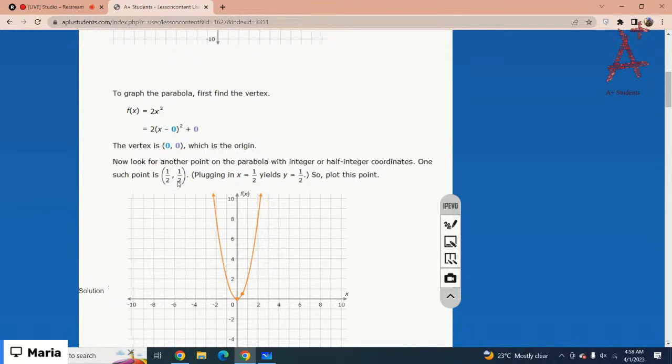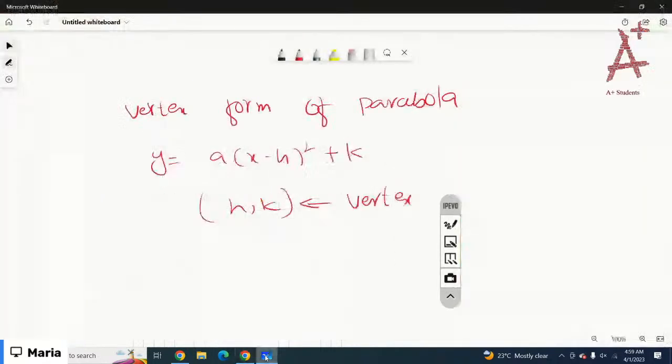When x is half, y is half. Got it? Because when x equals 1 by 2, y equals 1 by 2. You can just see the function is y equals x square. So just replace the x with 1 over 2. So it would be 2 times 1 over 2 square. That would be 2, 1 over 4.